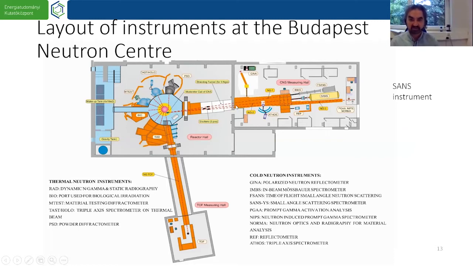This is the path of the neutrons. So these are neutron guides here. There are a few more instruments like a reflectometer here, another small angle scattering instrument, and a prompt gamma irradiation station.